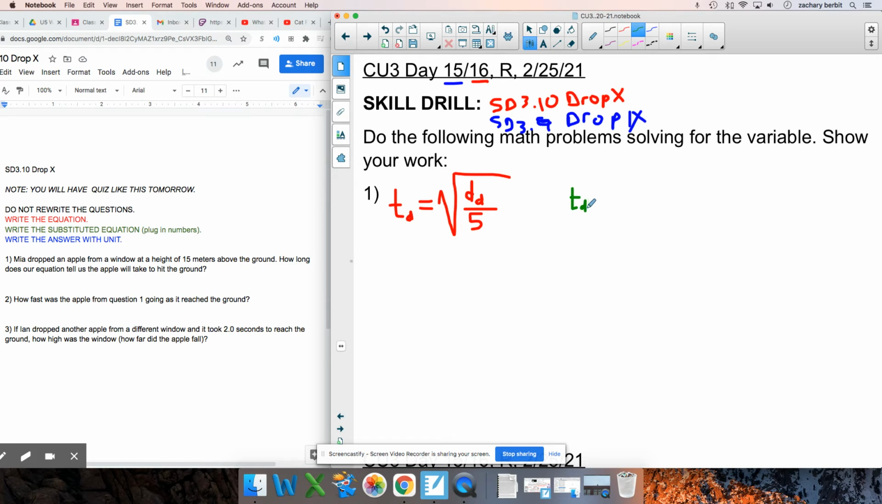Time to drop is going to equal square root the whole thing. Distance to drop in this case was 15 meters. So you could put over here, put 15. Put the little m in there for meters if you want. I'm not going to burn you for that either way. Over 5. And then finally, answer with the unit.